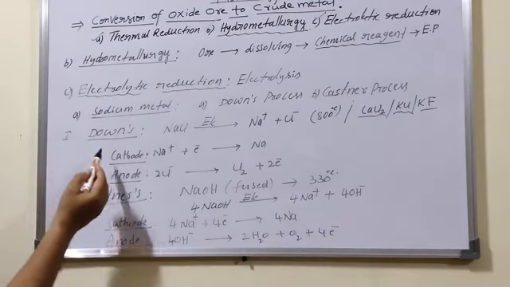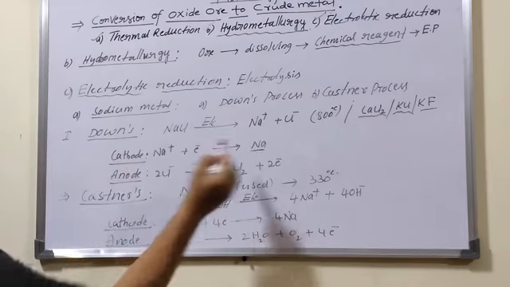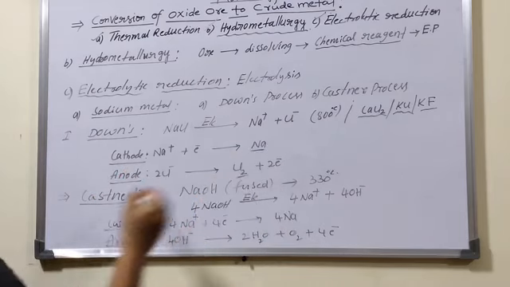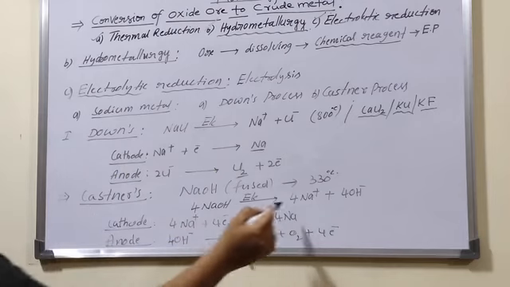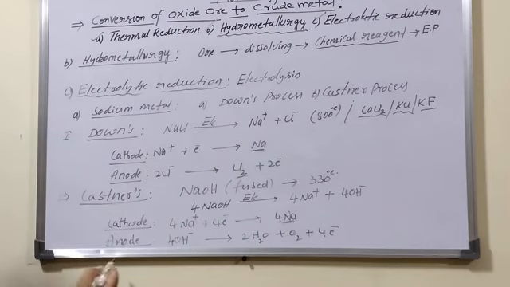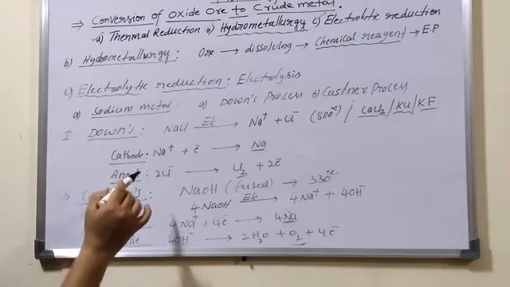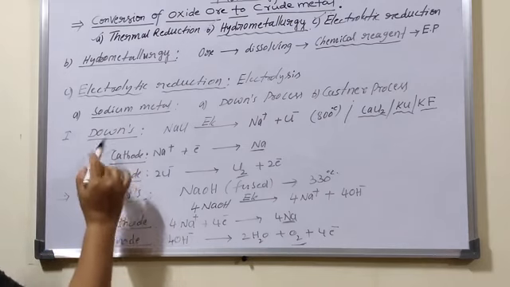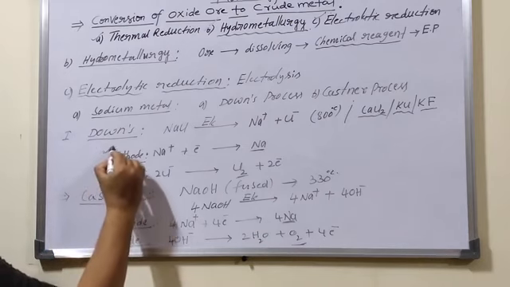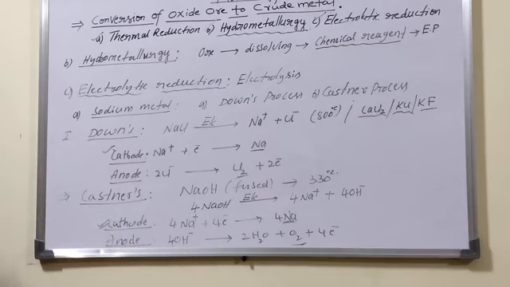So, in the Downs process, at the cathode we get sodium metal and at the anode chlorine gas. In the Castner method, we get sodium at the cathode and oxygen gas at the anode. So by looking at this, metal we always get at the cathode. This you have to remember: metal is always collected at the cathode. And these are the methods we use to convert oxide ore to crude metal.